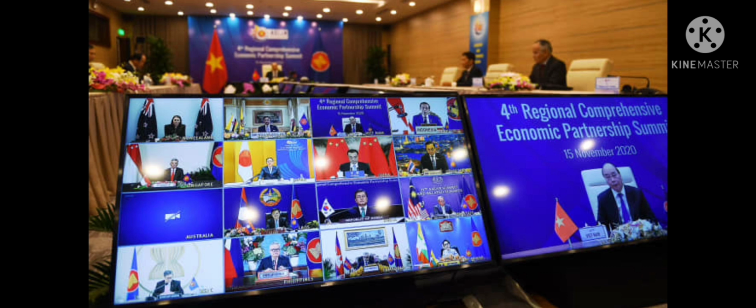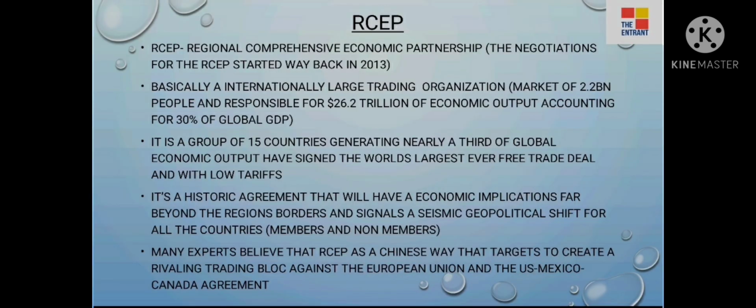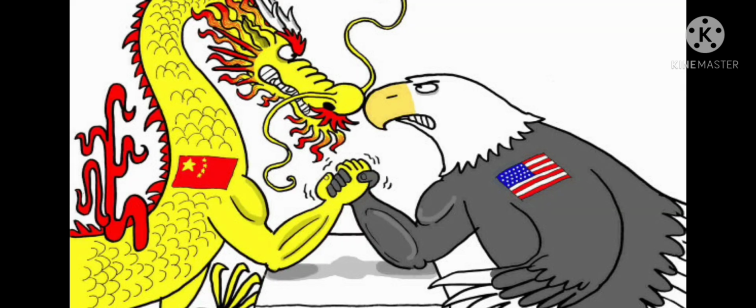It is a historic agreement that will have economic implications far beyond the region's borders, and it signals a seismic geopolitical shift for all countries, the members and also the non-members of RCEP. Being a huge trading group worth $26.2 trillion will obviously attract a lot of investors and the world's trade attention towards RCEP. Many experts believe that RCEP is a Chinese way to create a rival trading bloc against the European Union and the US-Mexico-Canada agreement.